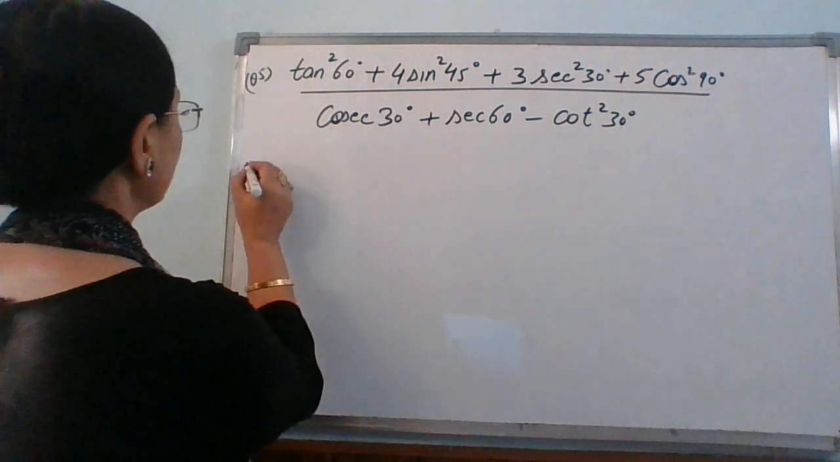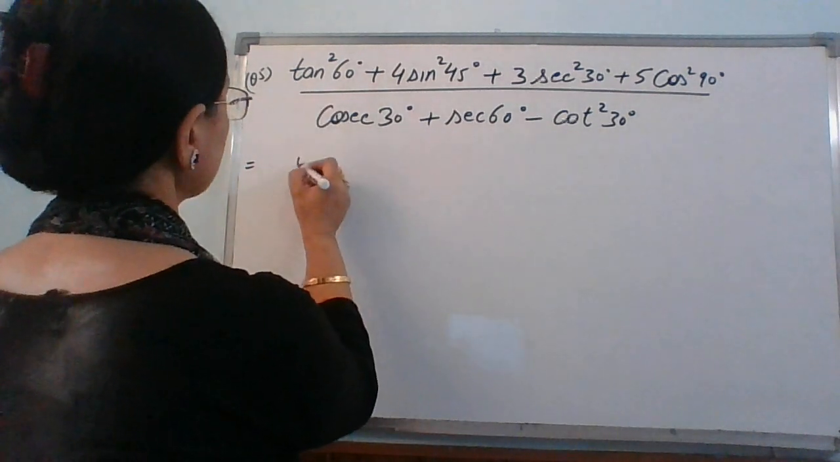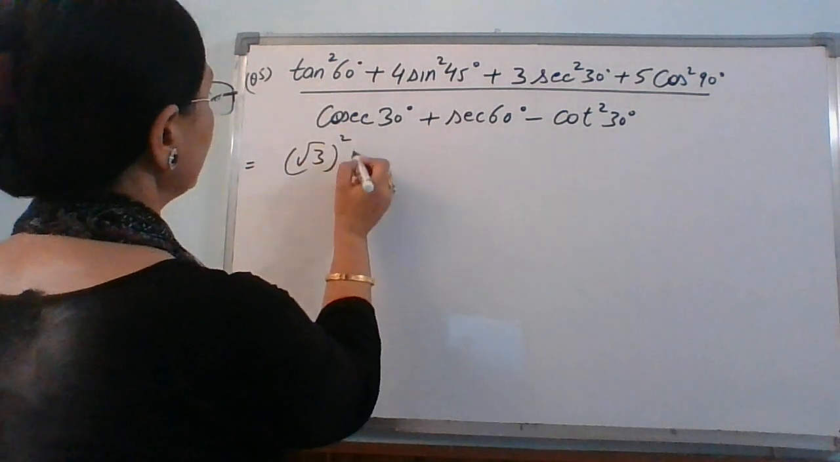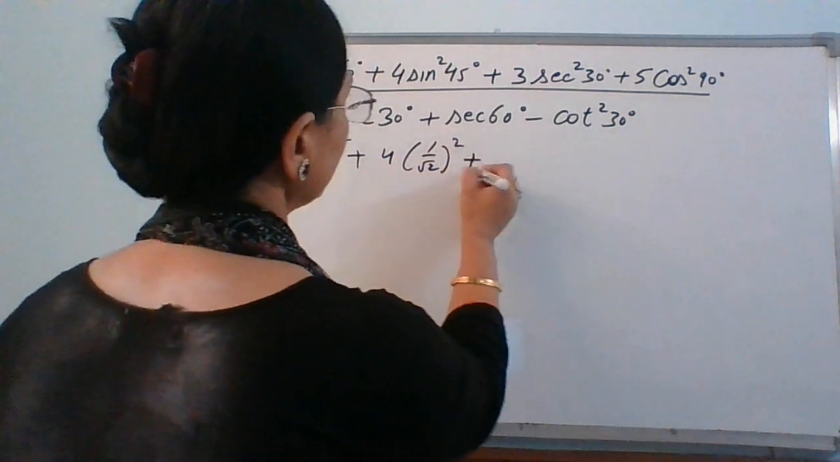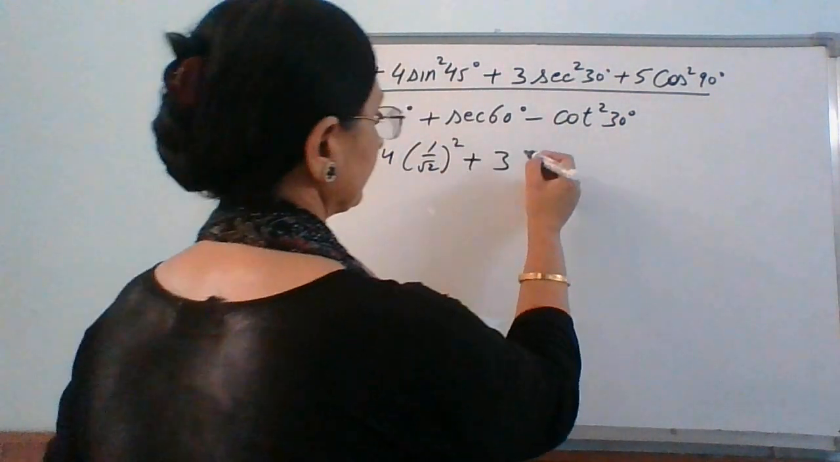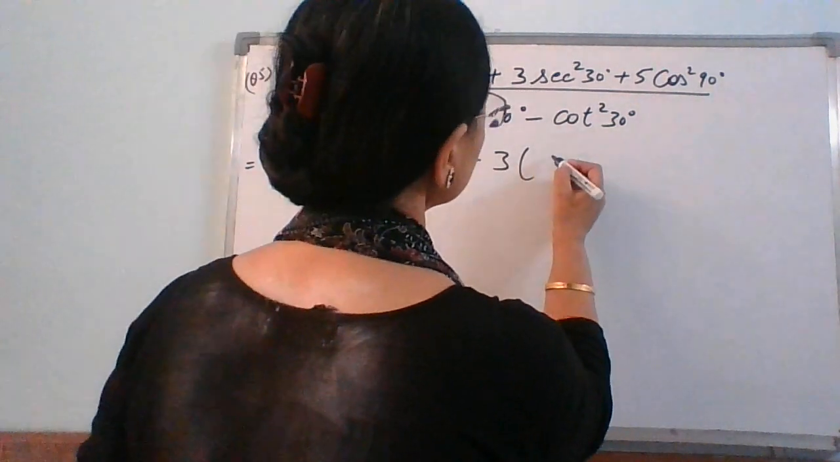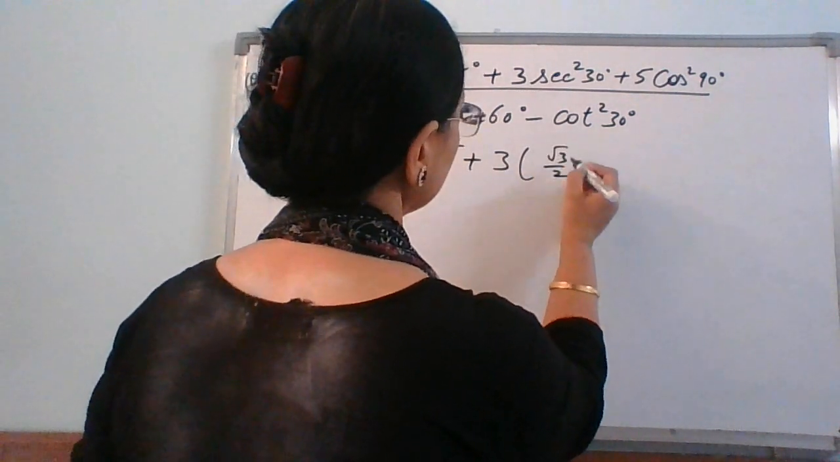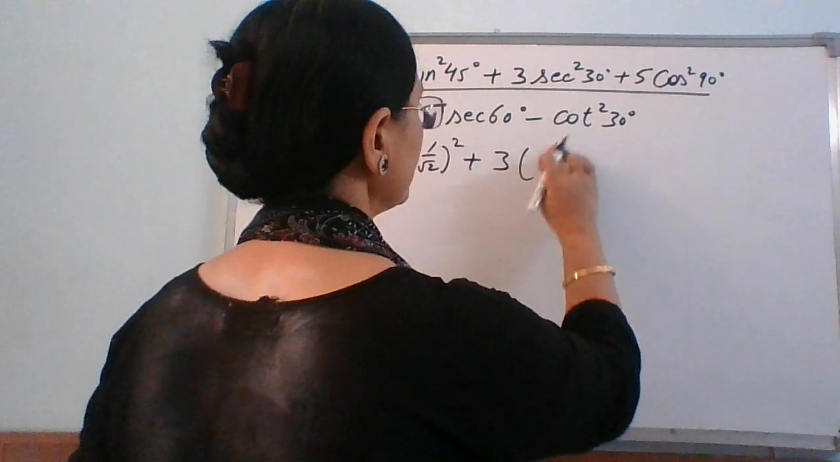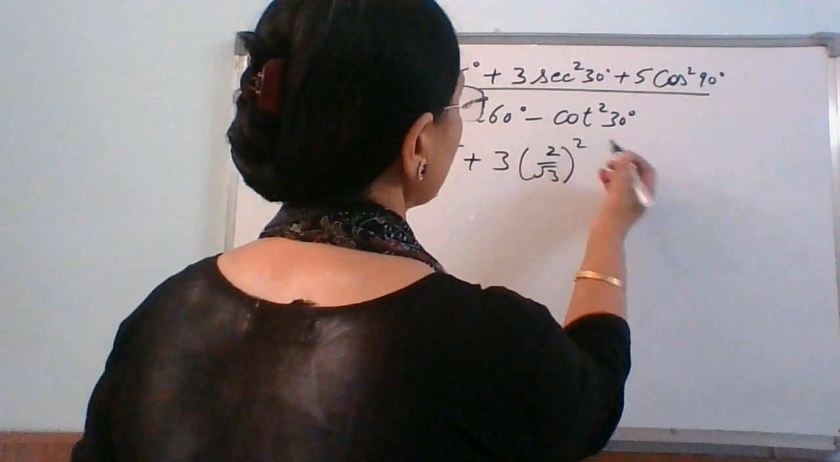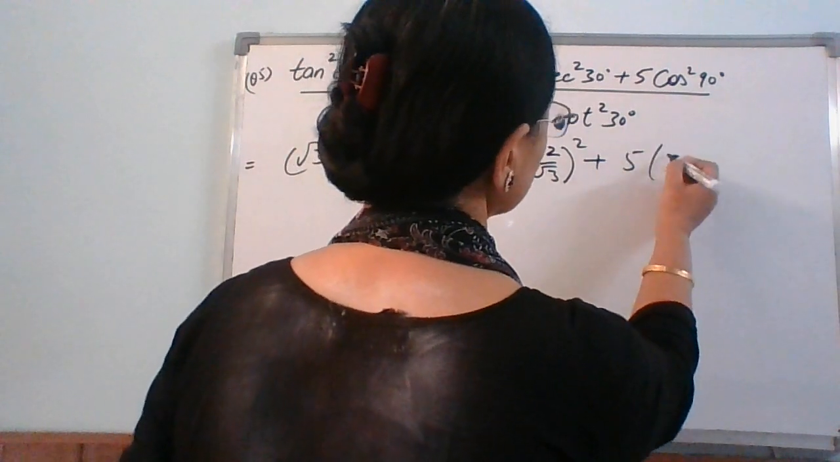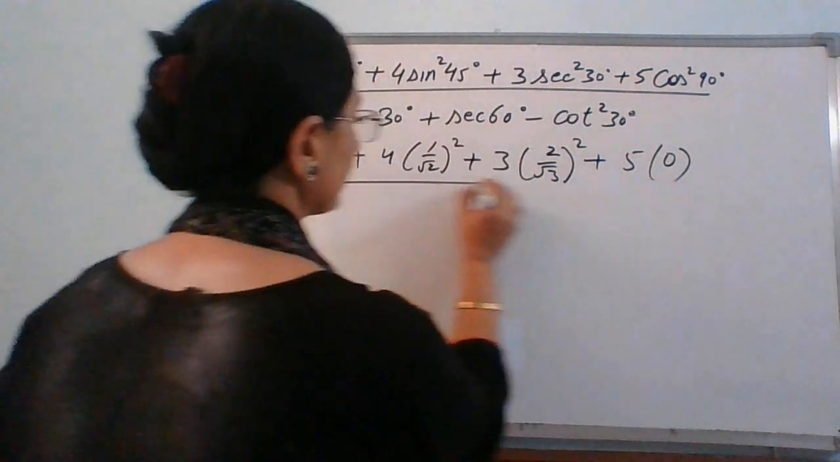So let us substitute the values. Tan 60 is root 3. Here 4, 1 by root 2 whole square, then here 3, then secant 30, right? Root 3 by 2 was cos 30, so 2 by root 3. We have to take the reciprocal, right? And the square of that, and here it's 5, and cos 90 is 0. So it becomes 0 here.